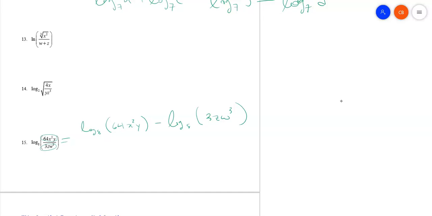And so now we have these products. We can expand by the product rule, so it's going to go log base 8 of 64 plus log base 8 of x squared plus log base 8 of y. And then it's going to be minus a bunch of stuff because we need to expand this, but being careful again for the minus. So it will go minus this thing, that will go log base 8 of 3 plus log base 8 of z, and then plus log base 8 of w cubed.